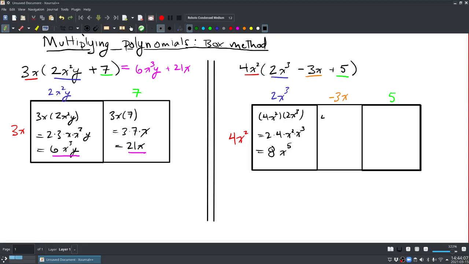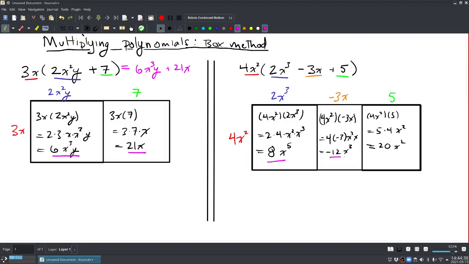Same thing for the middle rectangle. We've got 4x squared times negative 3x. So this is 4 times negative 3 times x squared times x, so negative 12x to the 3rd power. And in the last box, we've got 4x squared times 5. So that's 5 times 4 times x squared, so 20x squared.